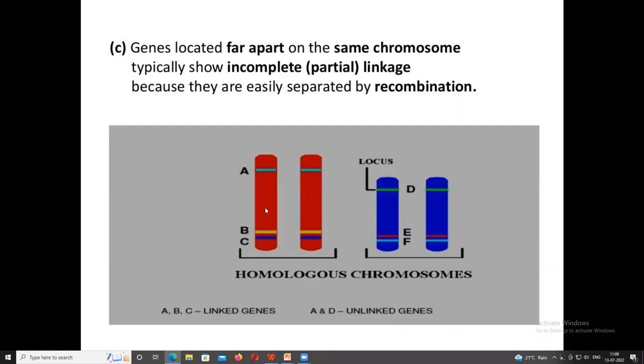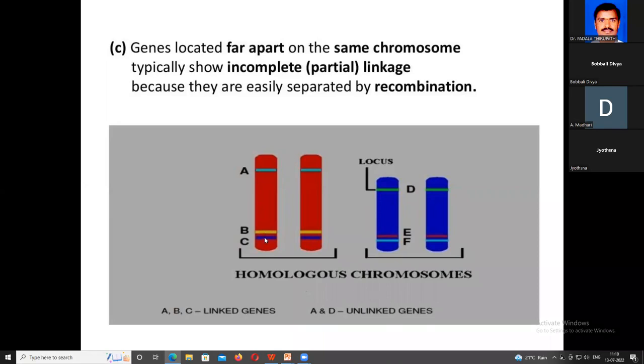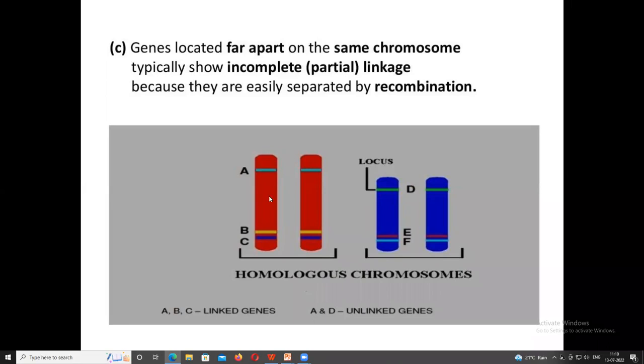Can you see the distance between A and B? Is there a distance between A and B? Between B and C, is there more distance or less distance? Less distance, very less distance. Is there a possibility of crossing over between these two genes? Yes or no?